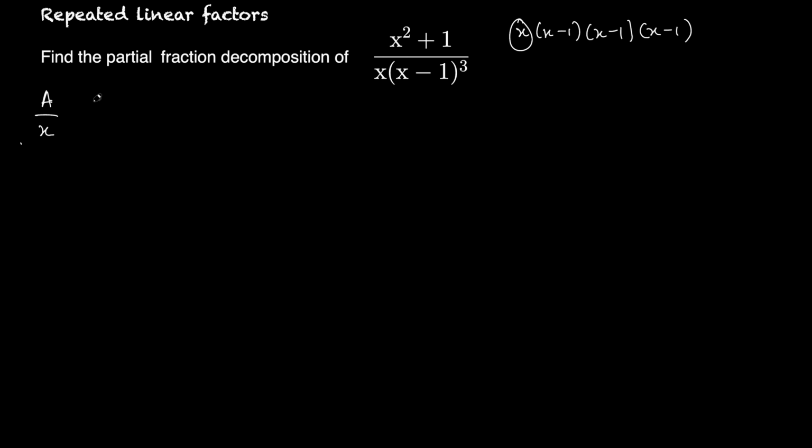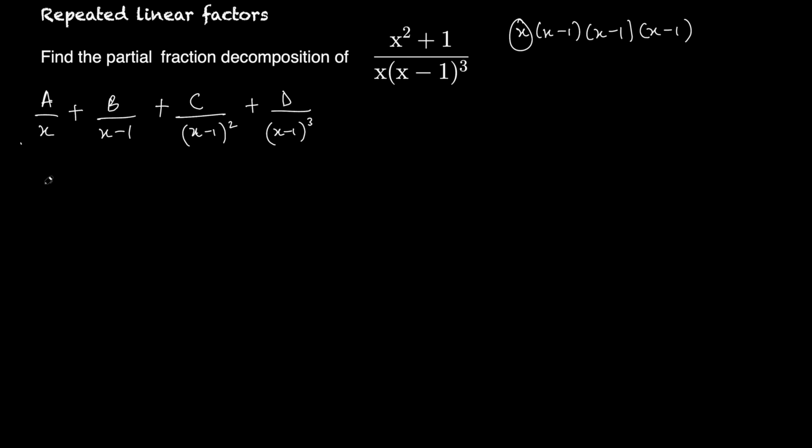When we try to break that down, we have A divided by the first term, which is x, and the second term B over (x minus 1), plus C over, now it is repeating, you have to take that into consideration. You're not going to write x minus 1 here again, so it's going to be (x minus 1) squared, plus D over (x minus 1) raised to the power of 3. So it keeps increasing that way.